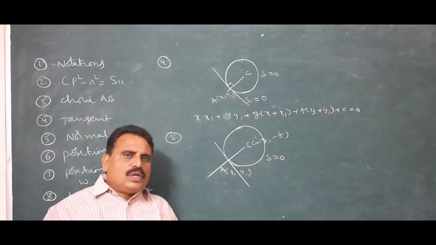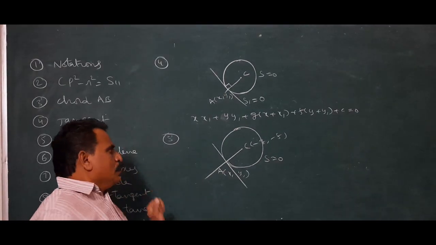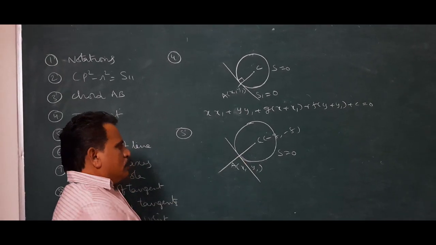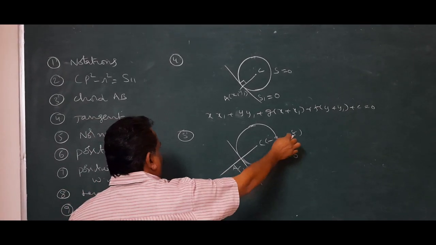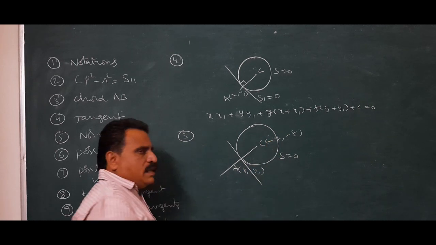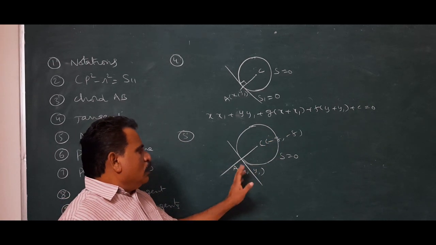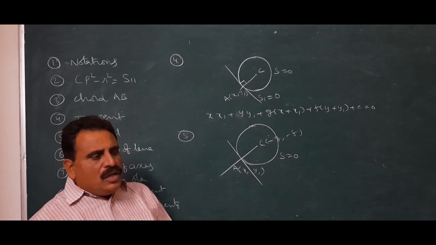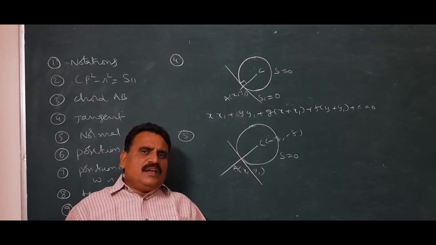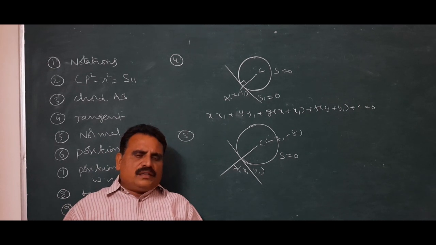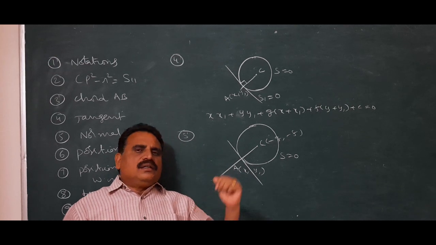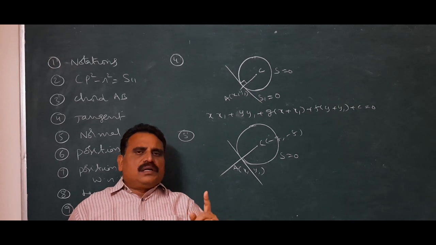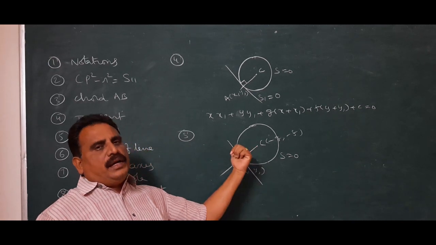Every normal passes through the center of the circle. Using the two-point form, we get the normal equation. The slope is (y1 + f)/(x1 + g), and the point is (x1, y1). So y - y1 = m(x - x1), and we get the equation of the normal. If any point is given on the circle, we can easily find the normal equation. We just take the center of the circle and the given point. The equation of the line passing through these two points is nothing but the equation of the normal at that given point.